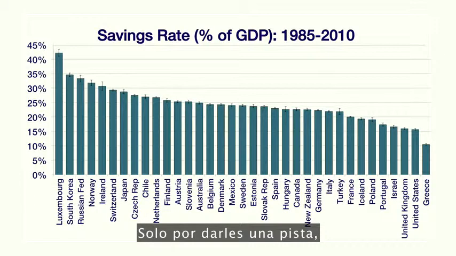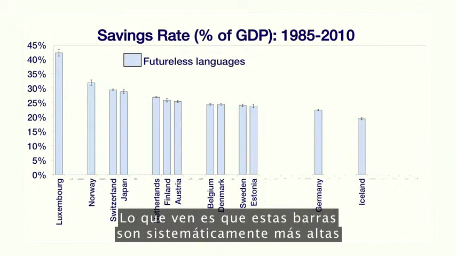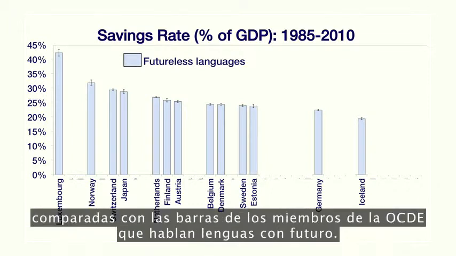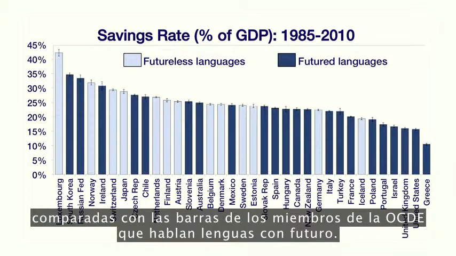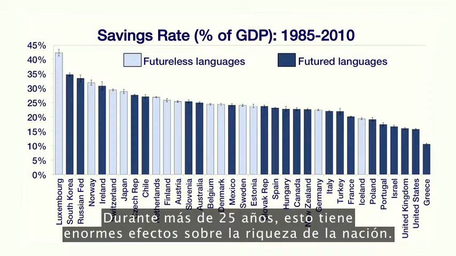Just to give you a hint of that, let's look back at that OECD graph that we were talking about. What you see, these bars are systematically taller and systematically shifted to the left compared to these bars, which are the members of the OECD that speak futured languages. What is the average difference here? 5 percentage points of your GDP saved per year. Over 25 years, that has huge long-run effects on the wealth of your nation.